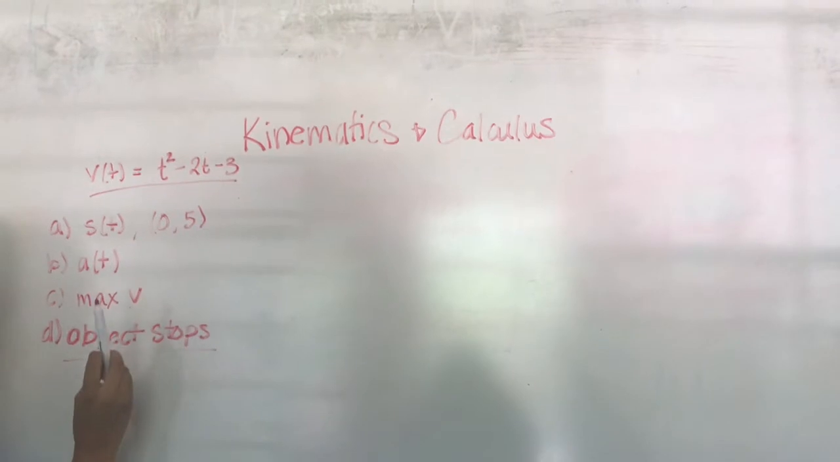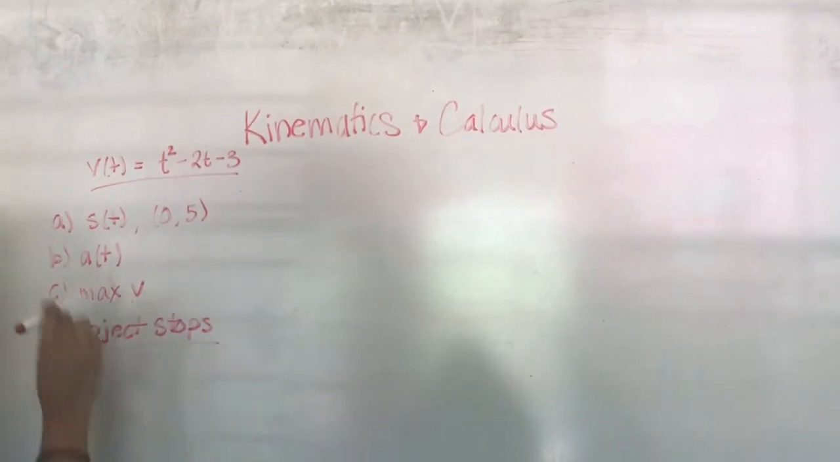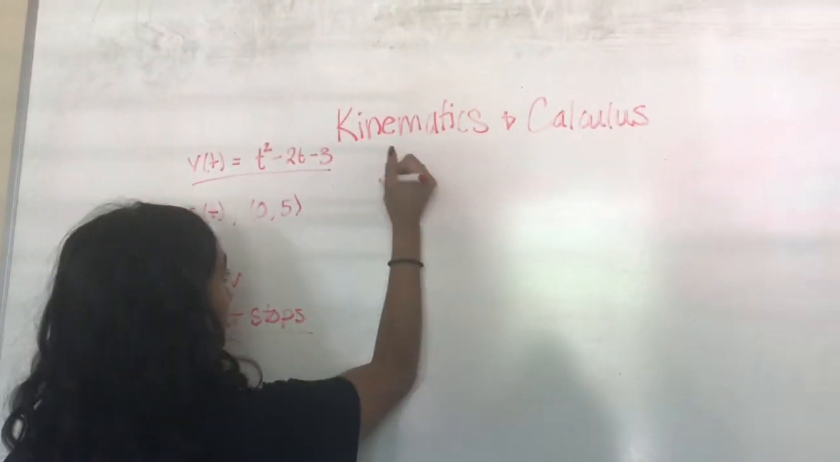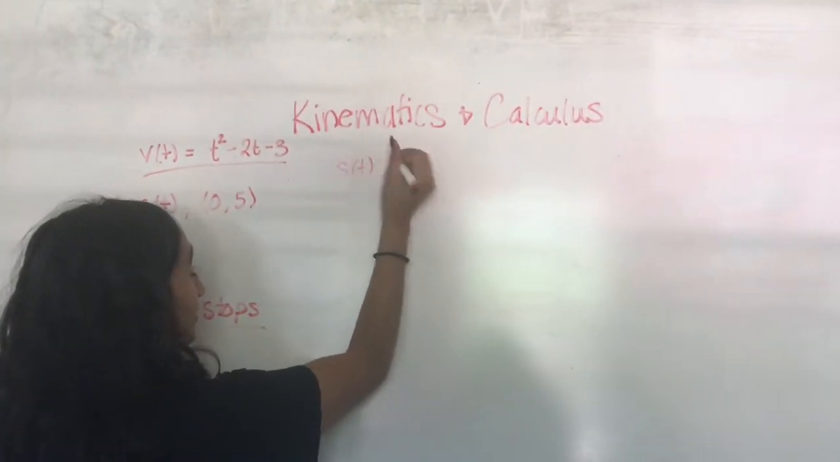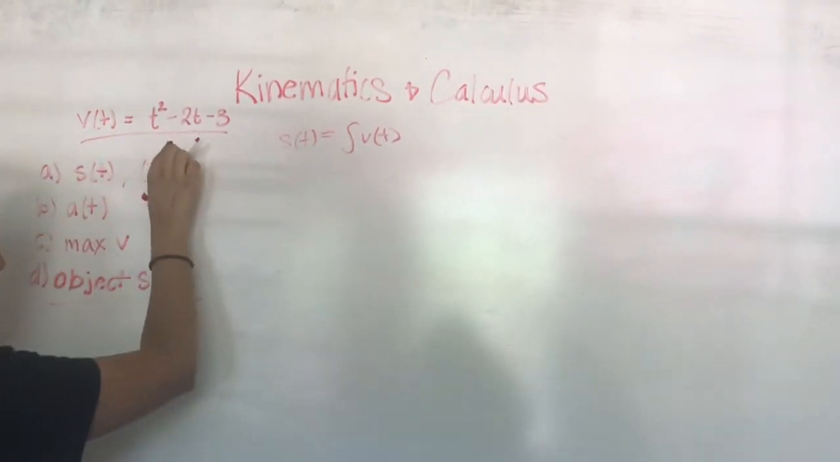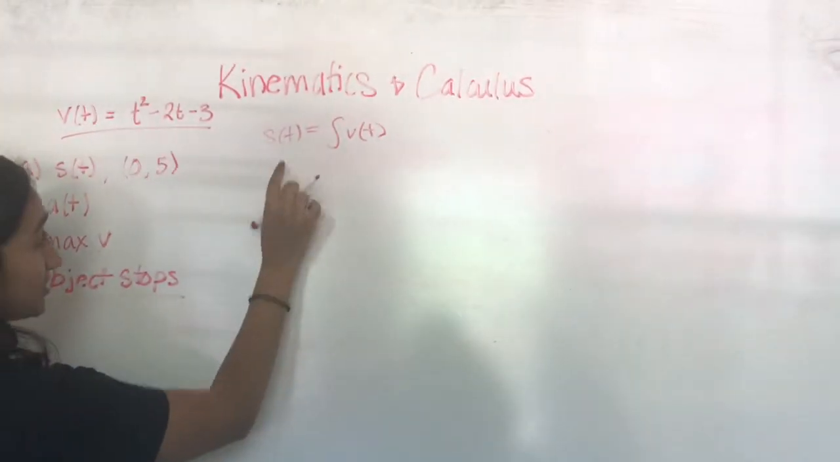And then I'm going to find acceleration, my minimum velocity, and when my object stops, as other things you can find with your velocity. So we'll start with position. Okay, position is the integral of velocity. So that means you can take your velocity equation and you can take the integral of it to find position.